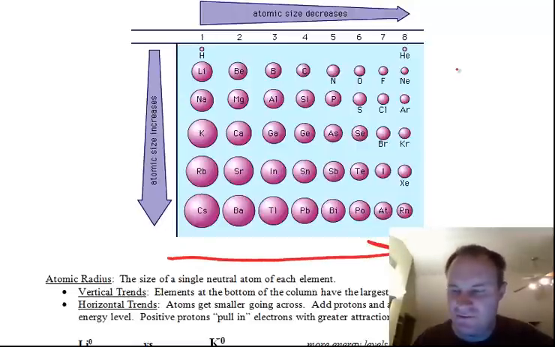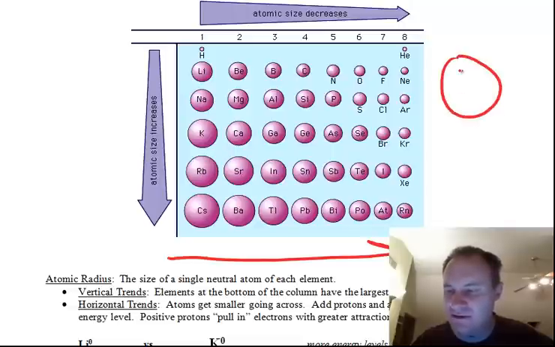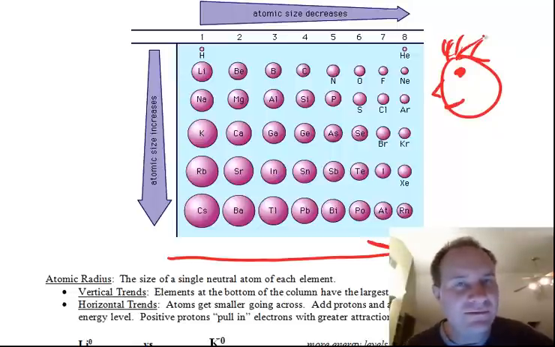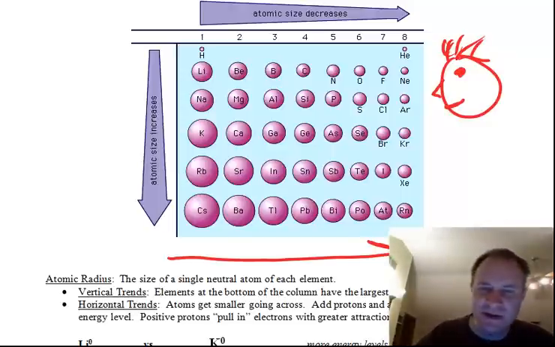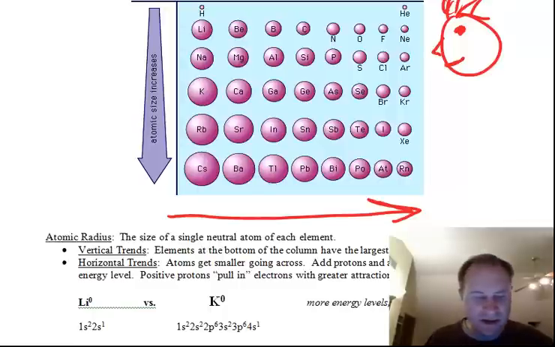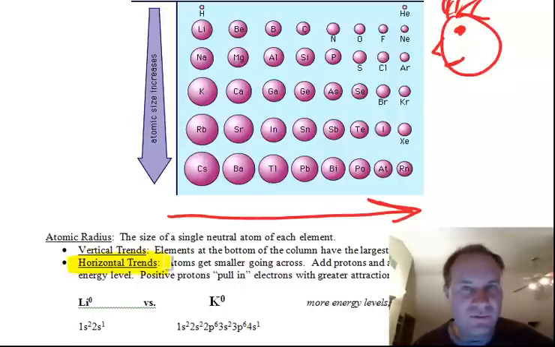And you can see just from the graph here, as I look at this from the left side to the right side, I see that things get smaller. It's one thing to be able to memorize and say, oh yeah, they get smaller, but I think it's important that we know why they do get smaller. If we consider the horizontal trend, which is harder to see, it says here that the atoms get smaller going across. But why is that?